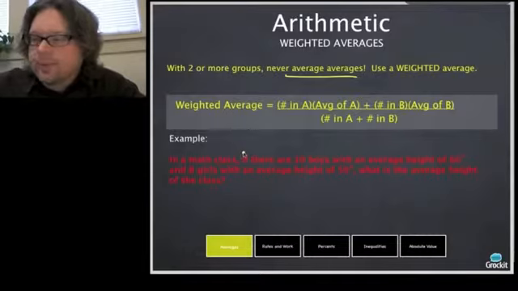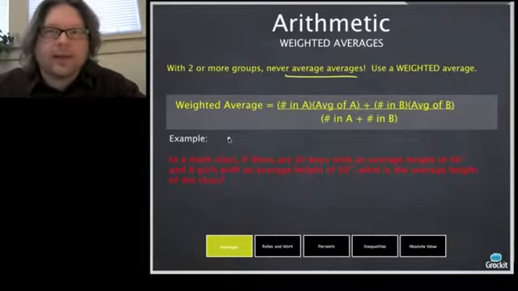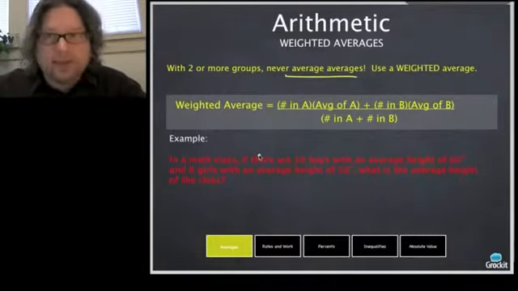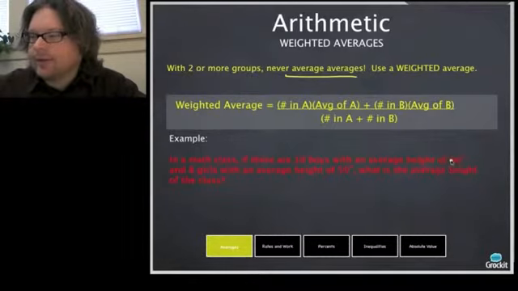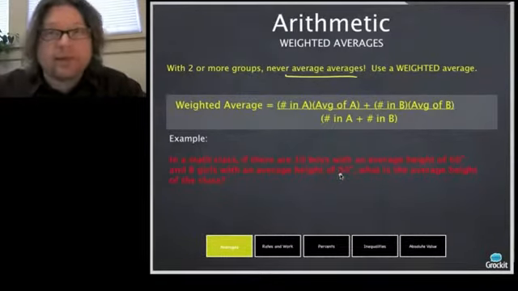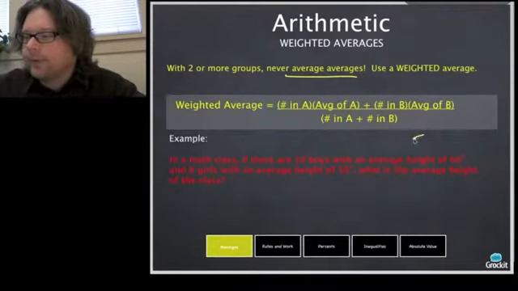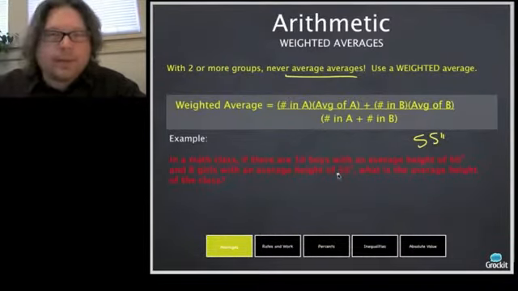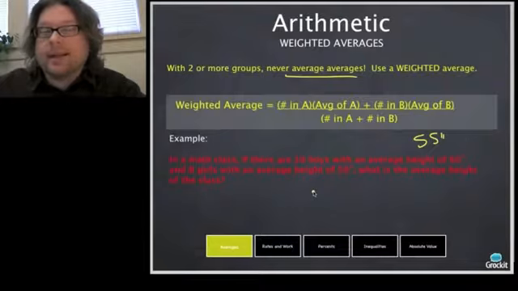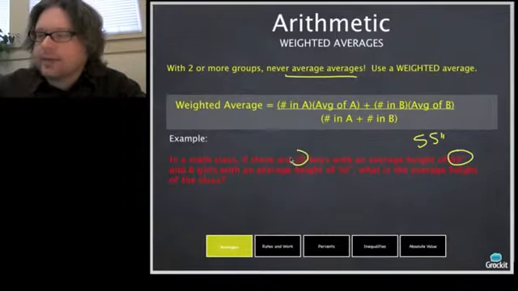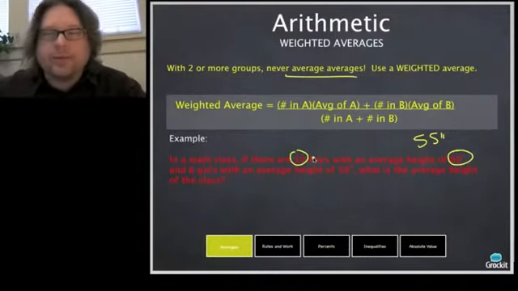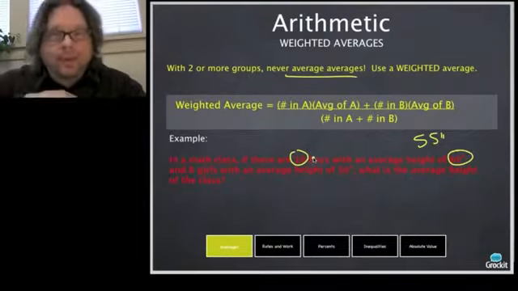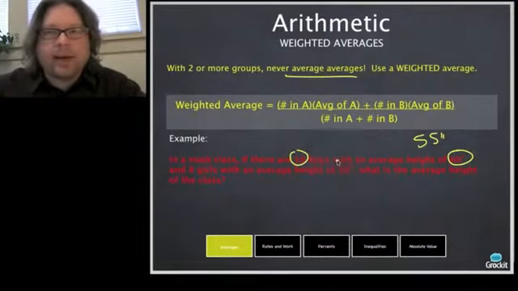In a math class, there are 10 boys with an average height of 60 inches and 8 girls with an average height of 50 inches. What is the average height of the class? What you can't do is just average 60 and 50 together, which would be 55 inches. The reason you can't is that there are more boys than girls. So the average of the class should be slightly higher than the average of just the 2 numbers. It should be closer to the 60 end, because the weight, that's why it's called a weighted average, should be more towards the group that there's more of.